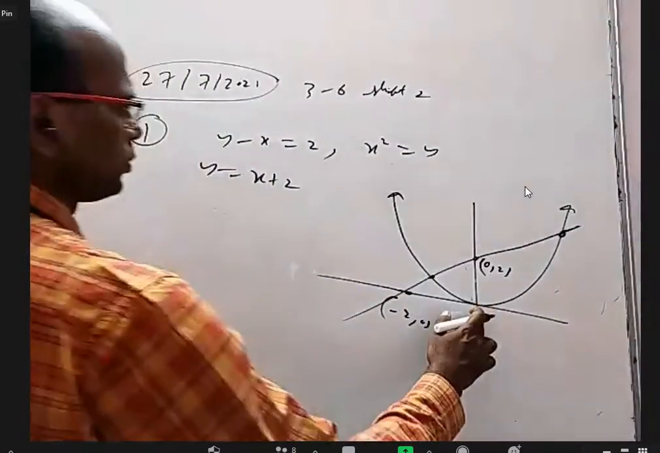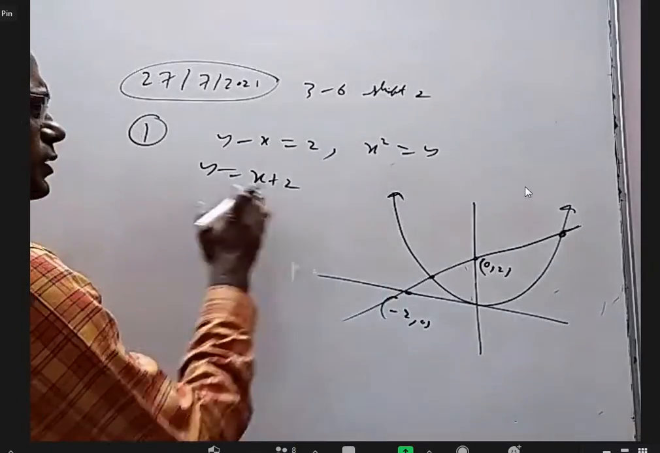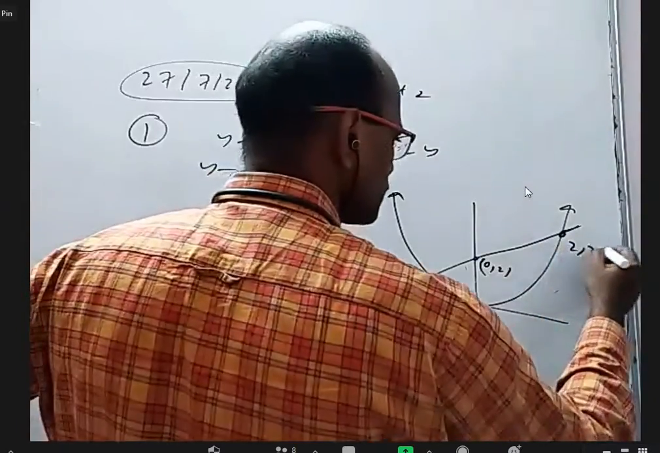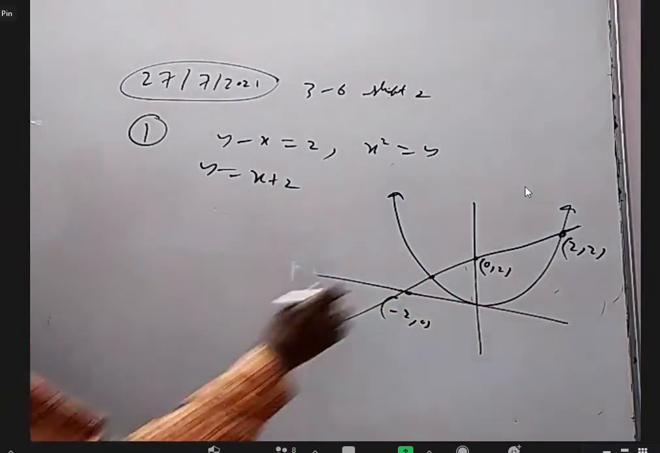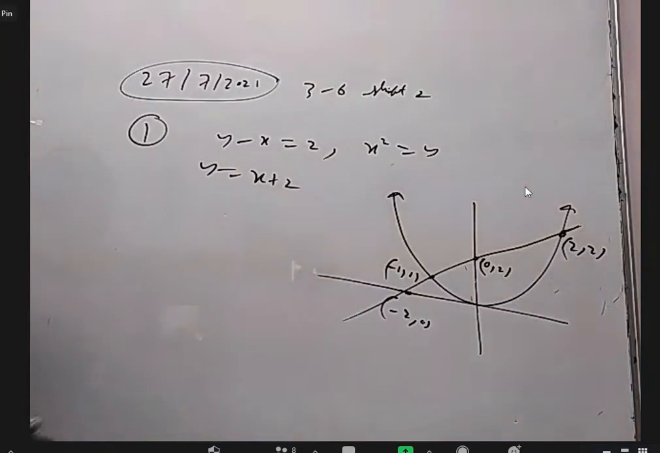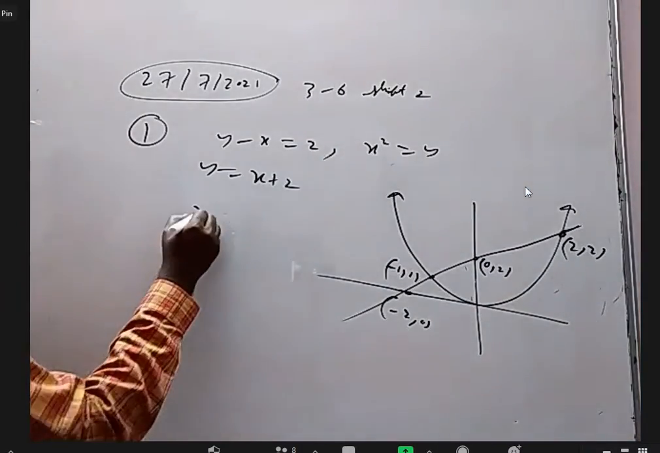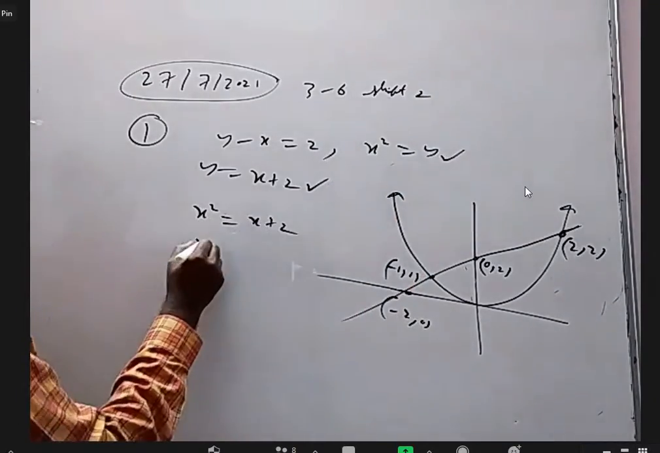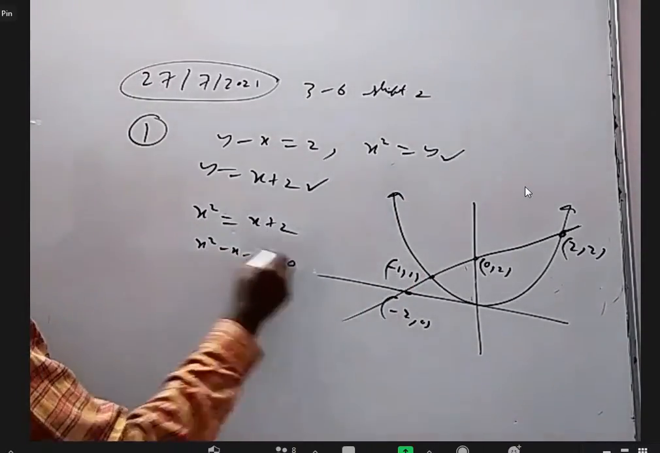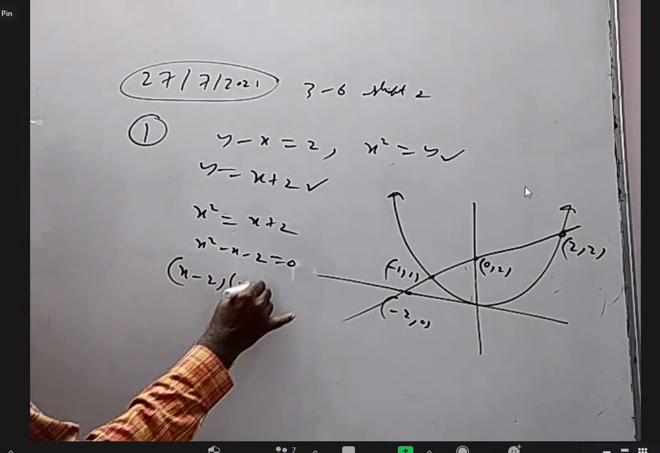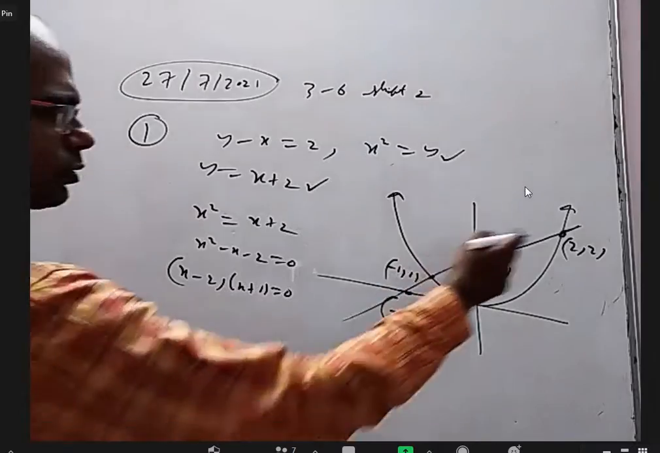This is 0. At 1 distance, I want to guess this is 3 and this is 1. At 2, this is 4, this is 4. I think you can easily tell this is 2, comma 2. And we can tell this is minus 1, comma 1. If you don't want to guess, you can solve it. In the place of y, put x square. This and this I want to solve. x plus 2 equal to x square, so x square minus x minus 2 equal to 0. That is x minus 2 into x plus 1 equal to 0. x is minus 1 or 2.